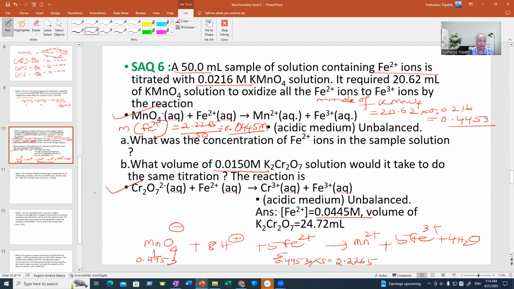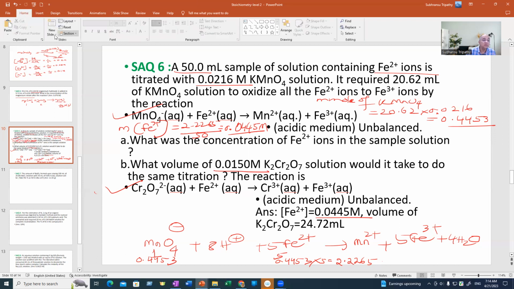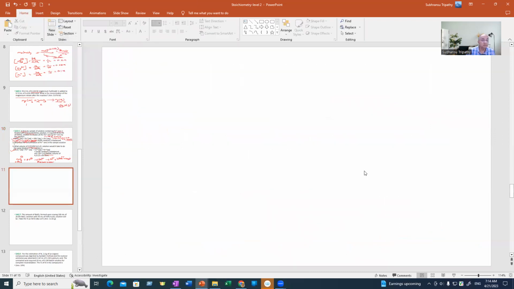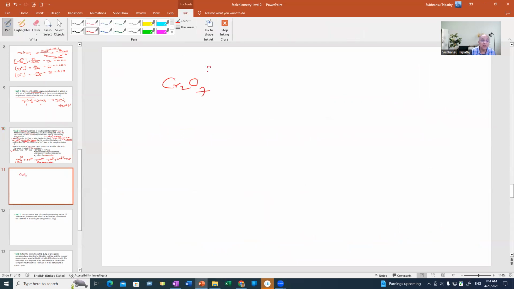Has anyone finished the balancing part? Raise your hands. Potassium dichromate plus H plus. Acidic medium means H plus. Plus, say, ferrous ion gives Cr3 plus, plus Fe3 plus, plus what?